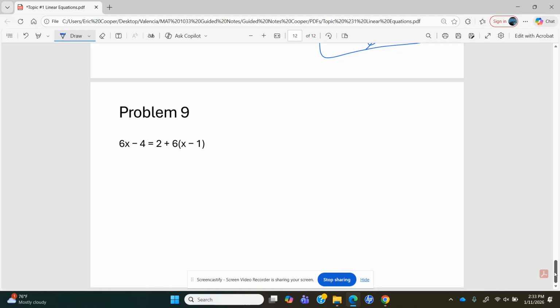What happens if it doesn't come out false? Well, let's take a look at this problem. So in this problem, we have 6x minus 4 equals 2 plus 6 times x minus 1. So let's distribute into the parentheses here, just like we did. The 6x minus 4 doesn't do anything. We don't do anything with the 2 as well, but we'll distribute the 6 into the parentheses. We have 6 times x, which is 6x, and 6 times negative 1, which is negative 6.